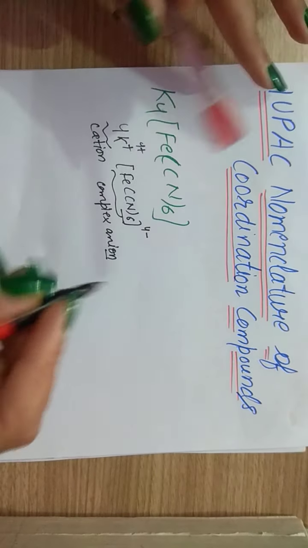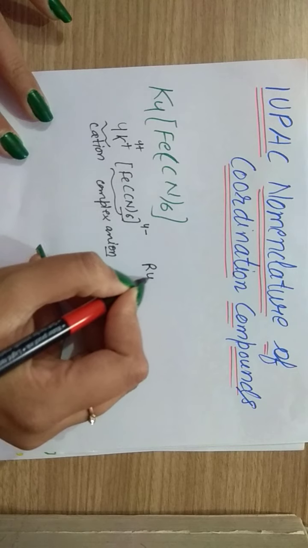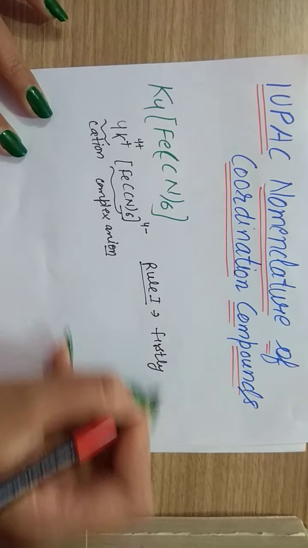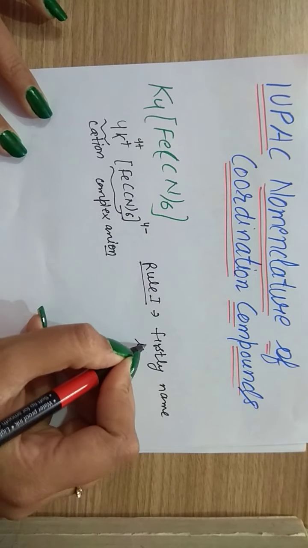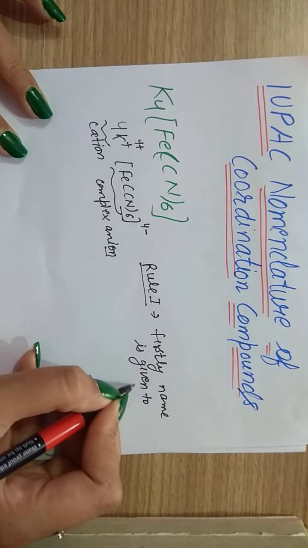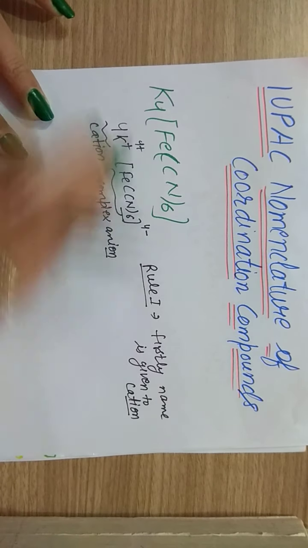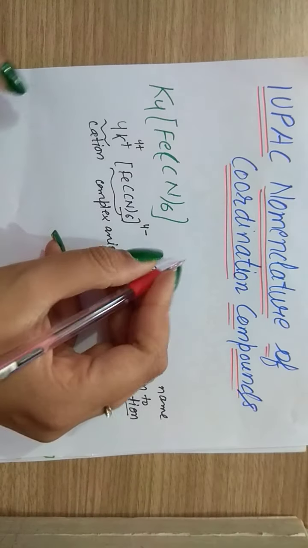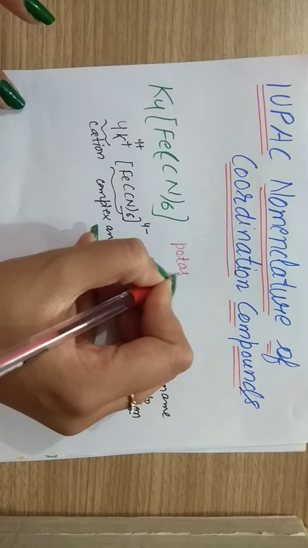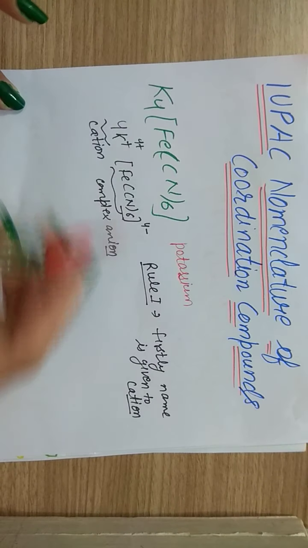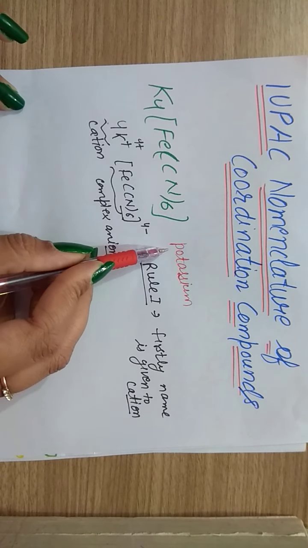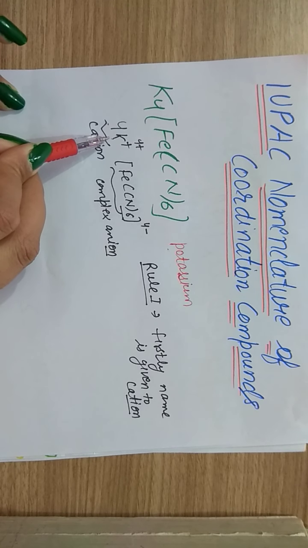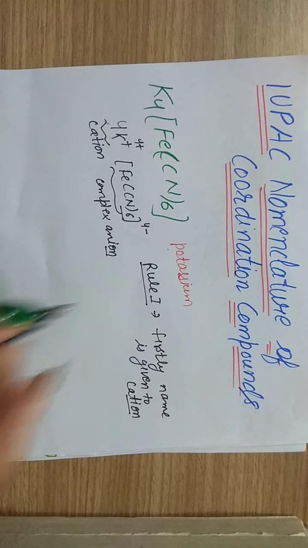Now, starting with the naming, rule number one is that firstly the name is given to the cation part. In this compound the cation is potassium, so the name will start with potassium. We will not mention the number 4 in the IUPAC naming because it is only indicating that there are 4 potassium ions. That's it.